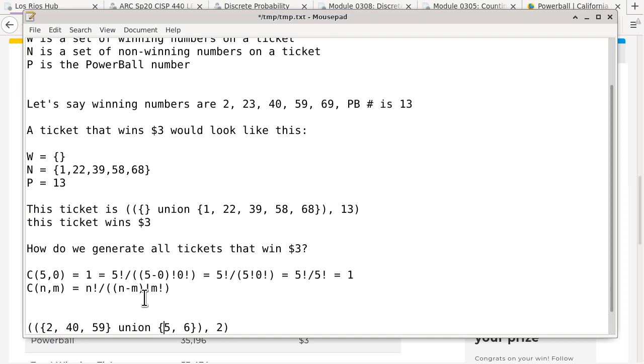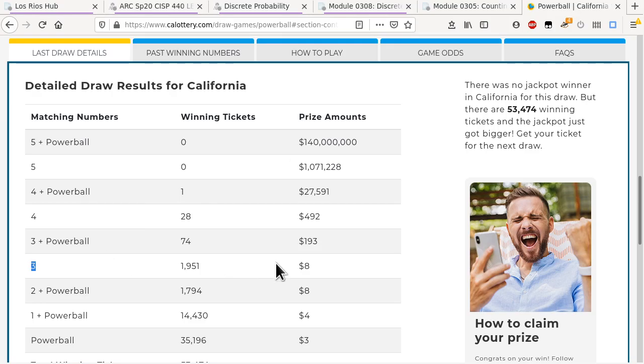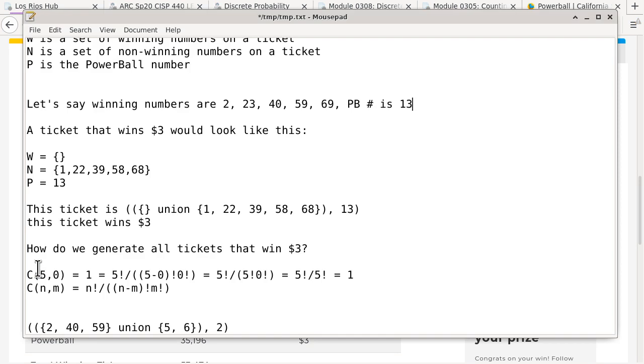Okay. So the 2 over here is really just representing the Powerball number on my ticket. The Powerball number on my ticket is 2, but the actual game says it is a 13, so it is not matching. That is also a necessary condition because remember, we want to only make $8 by matching only 3 of the numbers. Is that okay?